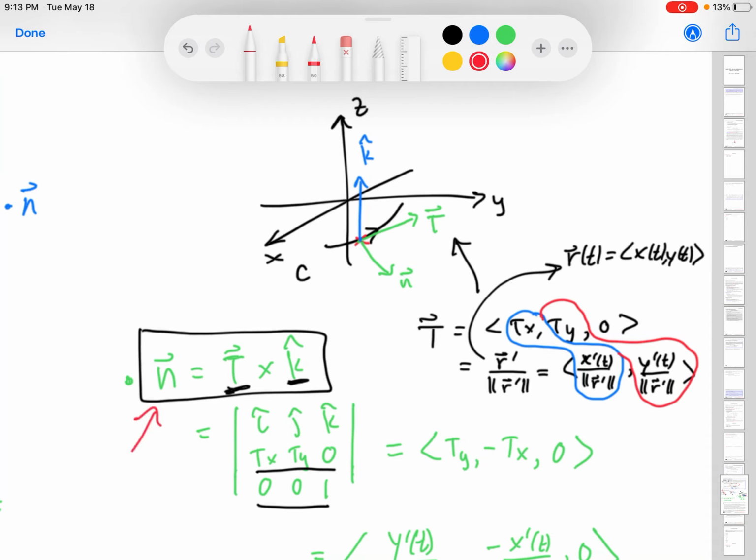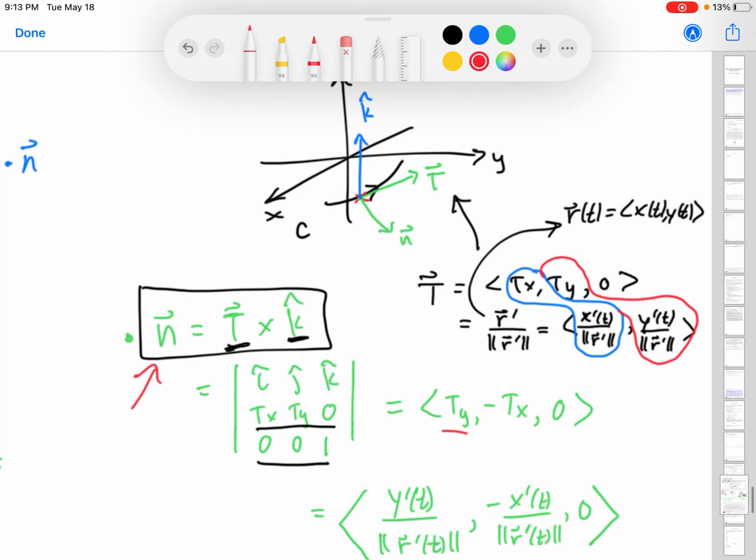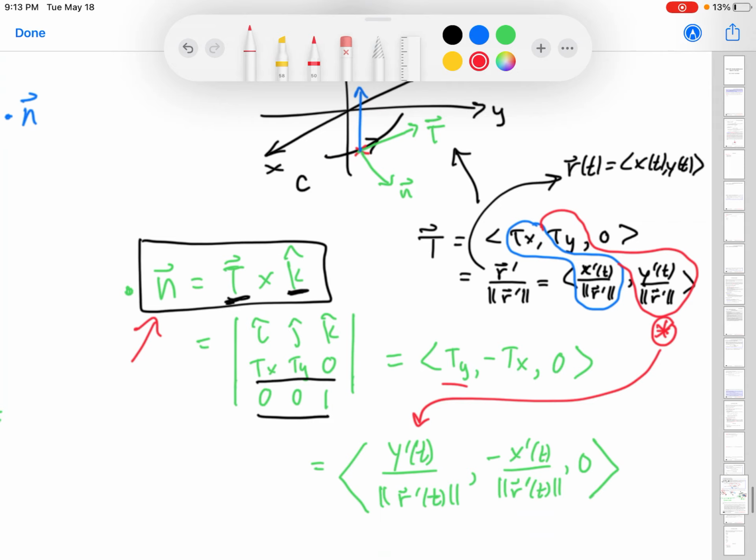So now we've calculated the components of our normal vector. The first one is ty, so I take this quantity and put it in as the x component of the normal vector. Similarly, the second component of the normal vector is negative tx, so I take this quantity, put it in there, and make it negative. This gives us the components of the normal vector. And again, the normal vector is normal to the curve.